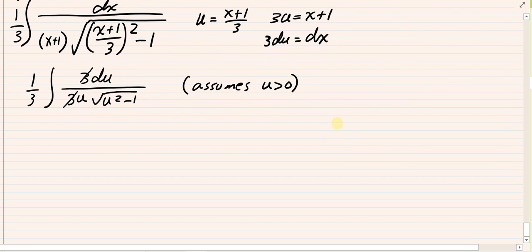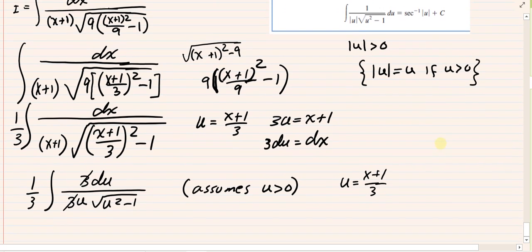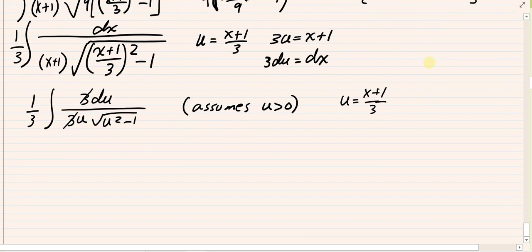All right. Now, however, with our substitution, remember we're going to let u be x plus 1 over 3. x could be negative, right? Remember, we're looking at the domain of secant inverse in this case. And the domain of secant inverse, let me write that, our domain was from negative infinity to negative 1, union 1 to infinity.